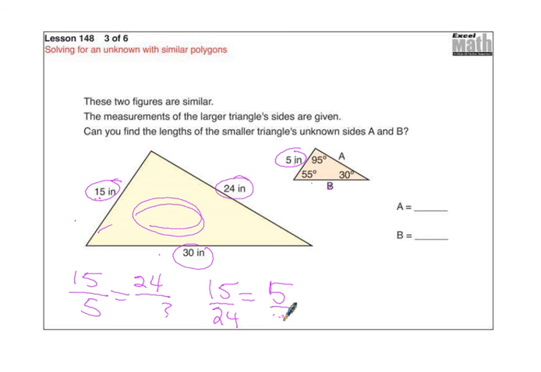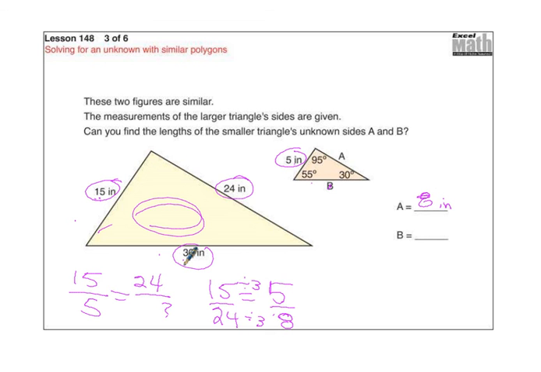Okay? So 15, how do I go from 15 to 5? Times by 3. Or divide by 3, right? 24 divided by 3 is? 8. So A is equal to 8 what? 8 inches. Inches, good. Okay, now how about this last one?